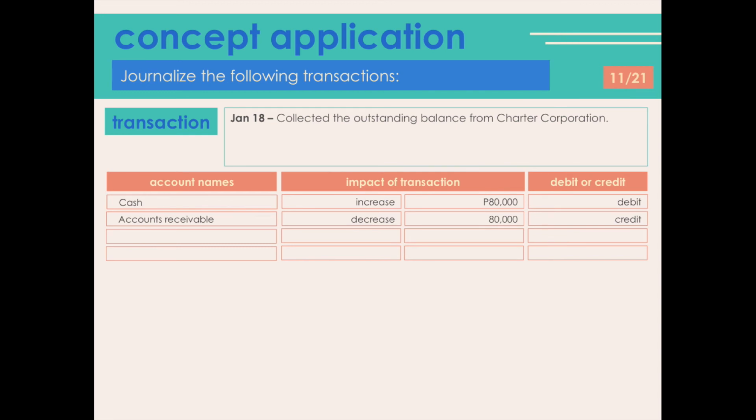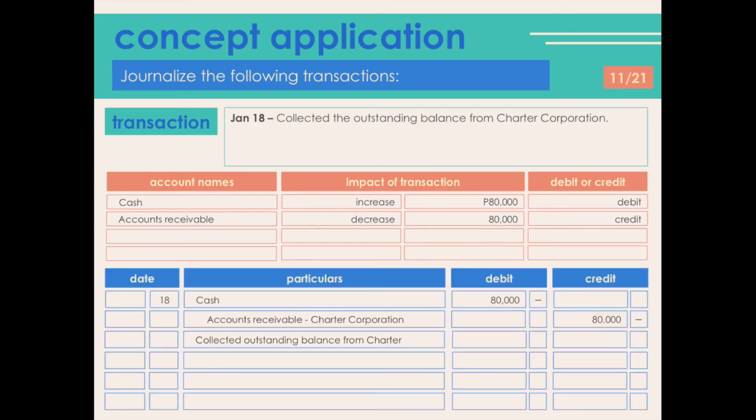January 18. Collected the outstanding balance from Charter Corporation. Similar to the previous transaction, this is also an outstanding balance, meaning there is an original transaction when the receivable was recorded. The original transaction occurred on January 12 and the unpaid balance is 80,000 pesos. Since the company is collecting the balance, there is a cash inflow today, and we debit cash for 80,000 and credit accounts receivable for the same amount.